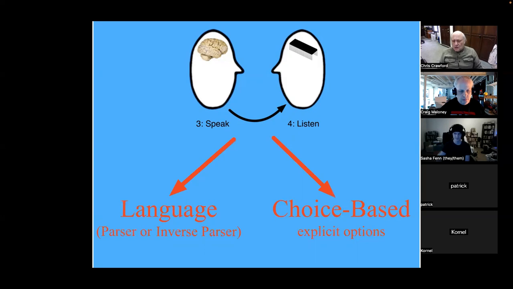And so parsers are far and away the most common way of doing this. They've been in use for decades. And then the alternative is the inverse parser.